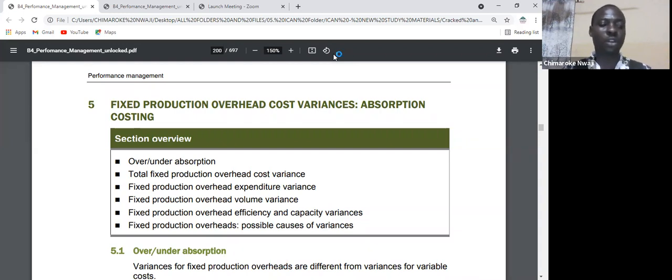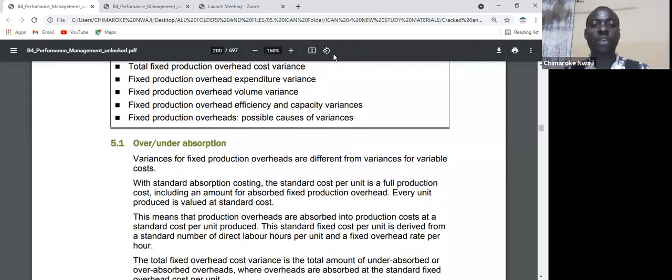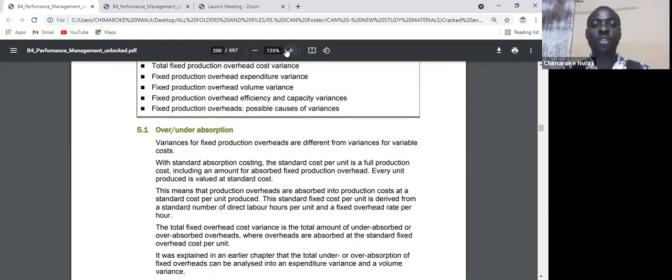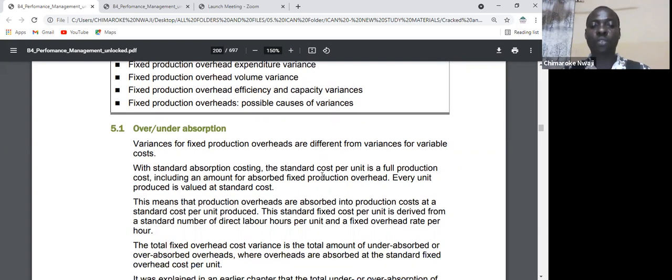Today, we'll be concentrating on the fixed overhead cost variance, and then we will venture into the sales variance. Then if there is time, we'll try to see how we can do a reconciliation of these variances. Okay, so let's start with the fixed production overhead cost variances. Now, when we talk about fixed costs, we're talking about costs that do not change due to change of activity levels. So now, under fixed costs, we will learn that there is something called over and under absorption.